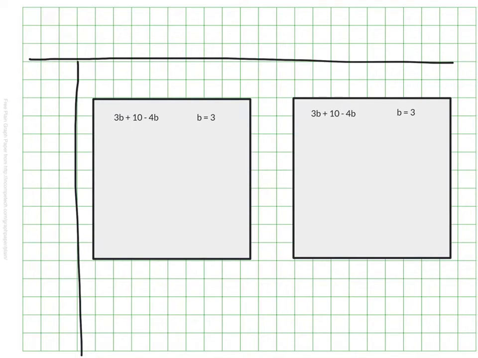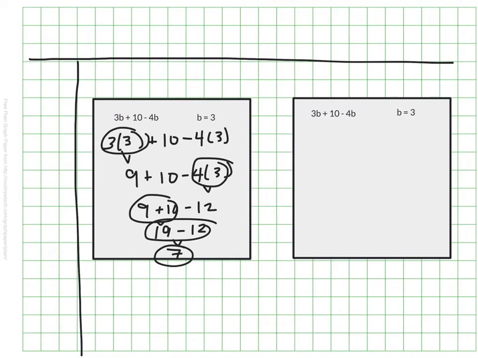So one way to do this is to substitute right away. So we have 3 times 3 plus our 10 minus 4 times 3. And from there, we can just go ahead and snow cone and do order of operations. And if b was equal to 3, if we evaluated this expression, we'd end up with a value of 7.